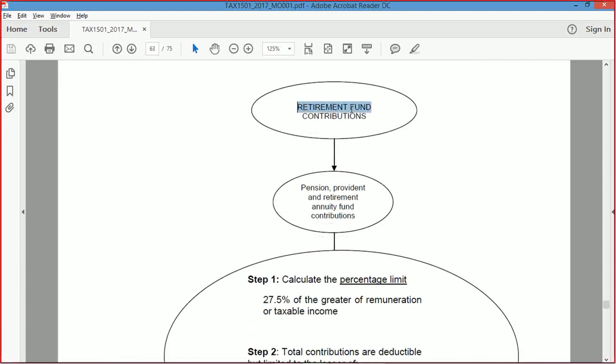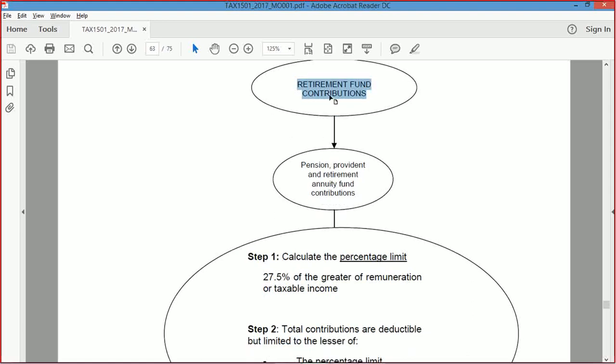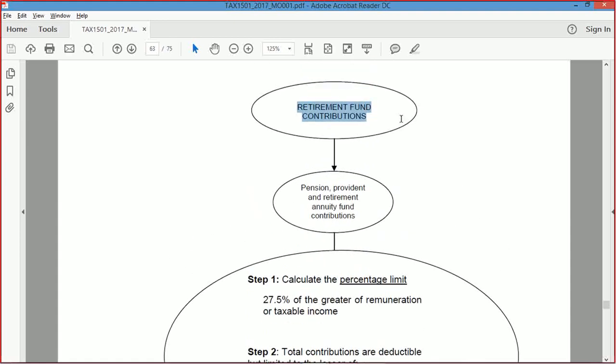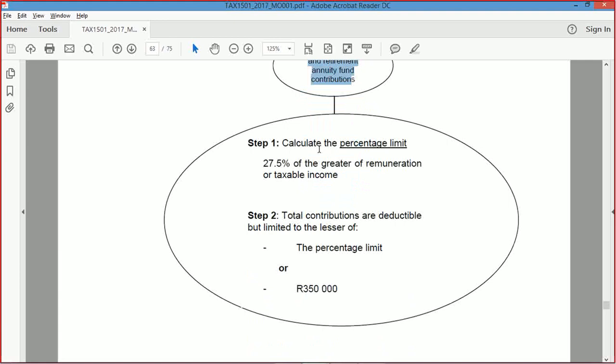They talk about the retirement fund contributions. Here's a nice summary. The RA contributions have changed compared to previous years. About a year ago, they changed the legislation, and it used to be like 15% or 7.5%. Now it's different, so this is new in terms of retirement fund contributions. Pension, provident, RA: it doesn't matter which one I'm contributing towards, it's applicable to all three of them.